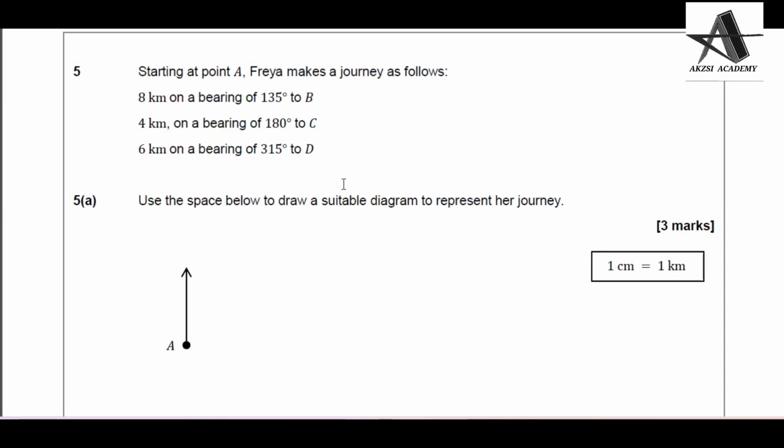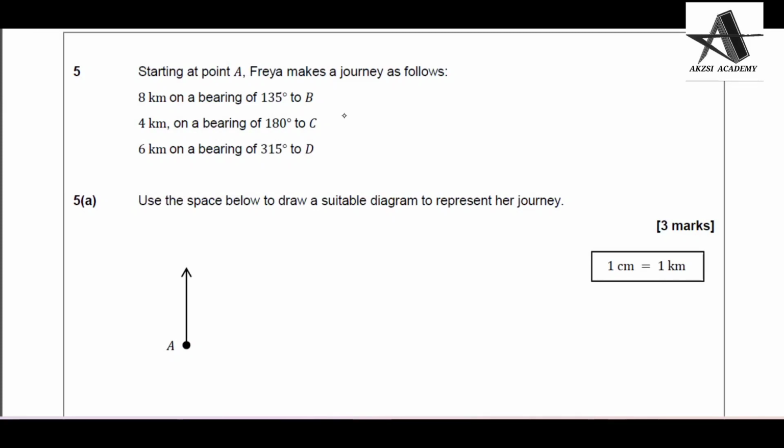It says, starting at point A, Priya makes a journey as follows. 8 kilometers on a bearing of 135 degrees to B. 4 kilometers on a bearing of 180 degrees to C. And 6 kilometers on a bearing of 315 degrees to D. Use the space below to draw a suitable diagram to represent her journey.